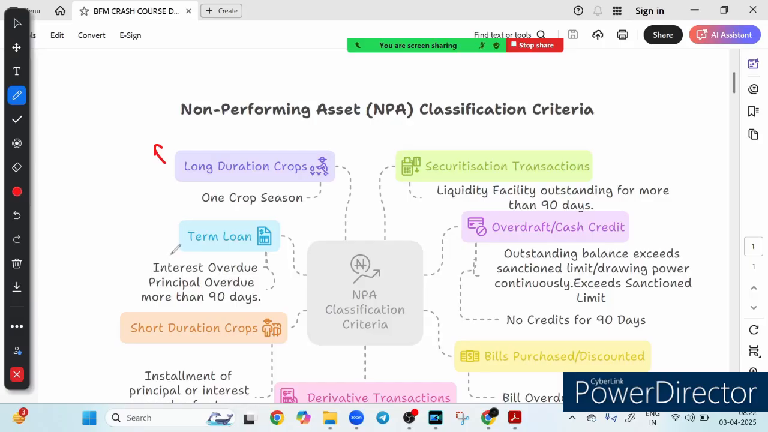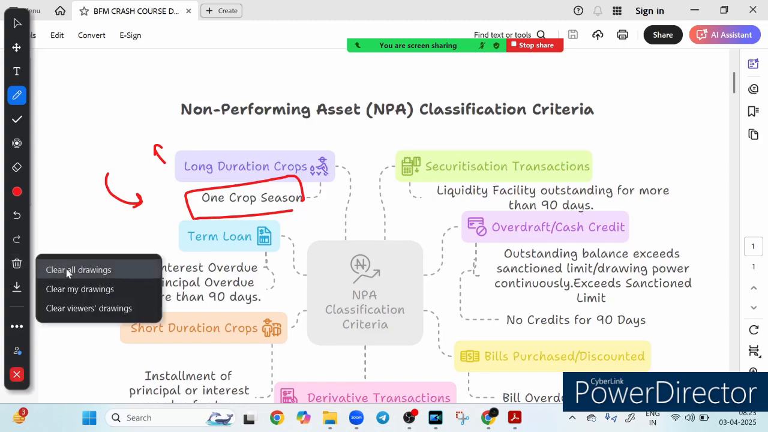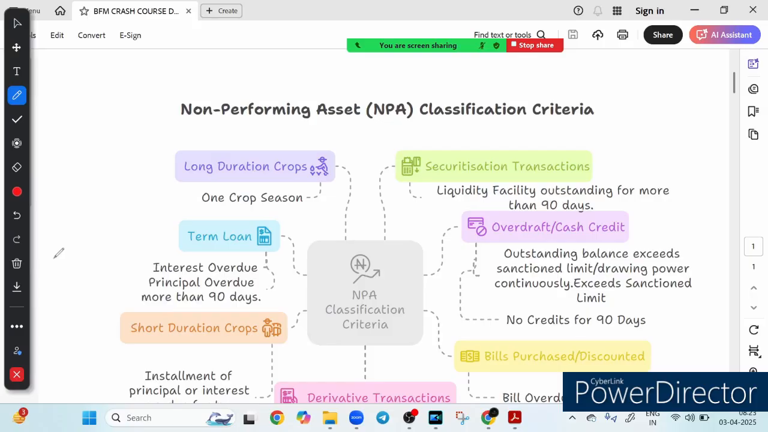If the principal or interest is overdue for more than 90 days, it becomes NPA. Try to understand, either principal or interest, right? Actually it is not 90 days, rather it is one crop season. There is no concept of 90 days here. So remember, for long duration crop, if principal or interest is overdue for one crop season, then it is called NPA. This is the first point. The second point is short duration crop.